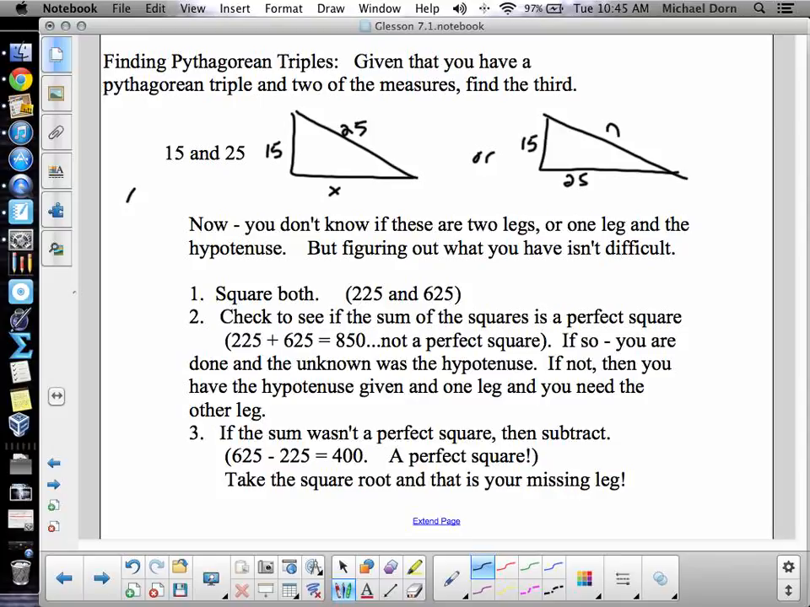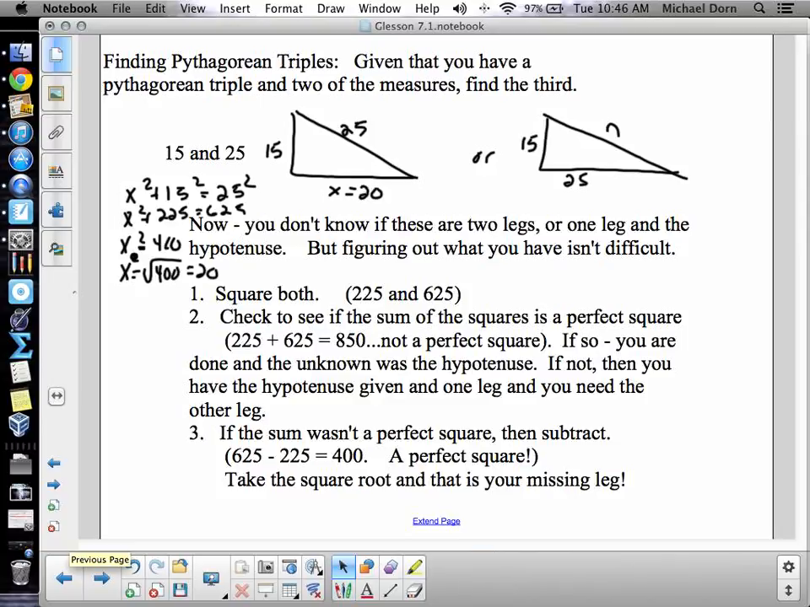So if it's this way, it's x squared plus 15 squared is 25 squared. That's x squared plus 225 is 625. So x squared is 400. So x equals the square root of 400. Now, if that winds up being a whole number, we've got a Pythagorean triple. If it winds up being anything that doesn't give me a perfect square, we don't have a Pythagorean triple. The square root of 400 is 20. So x equals 20. So this is the case. Check the other one.